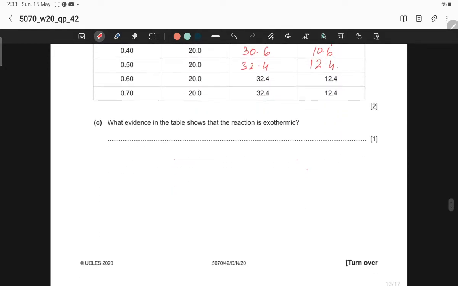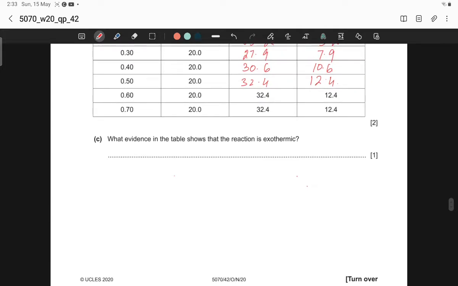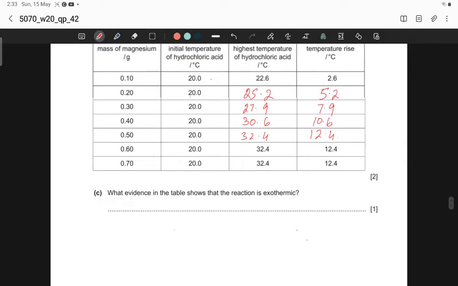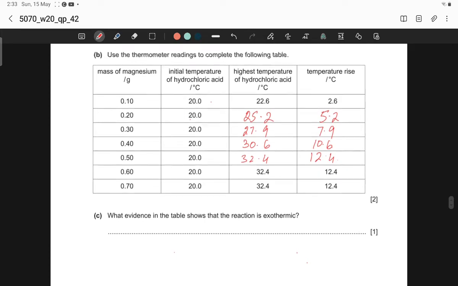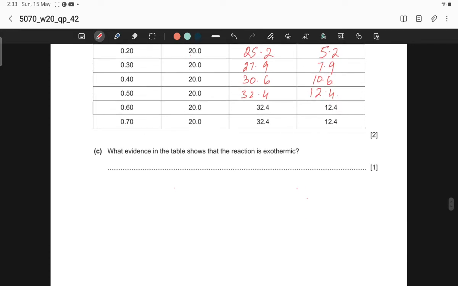What evidence in the table shows that the reaction is exothermic? As the temperature rises, the temperature rises.